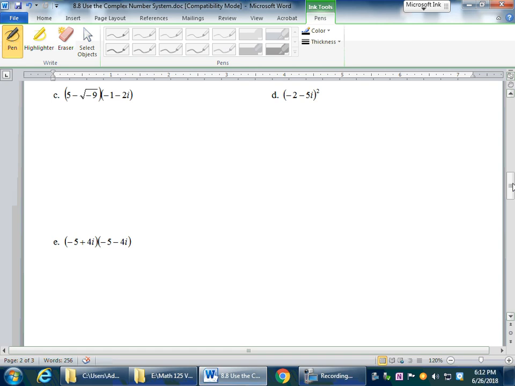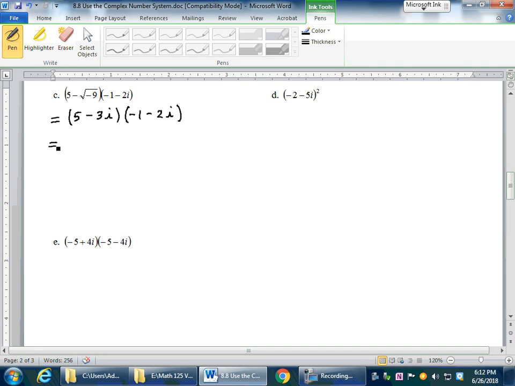Next problem. Using the FOIL method to multiply the complex number. So first, we're going to rewrite into imaginary notation. So that will be 5 minus 3i times negative 1 minus 2i.